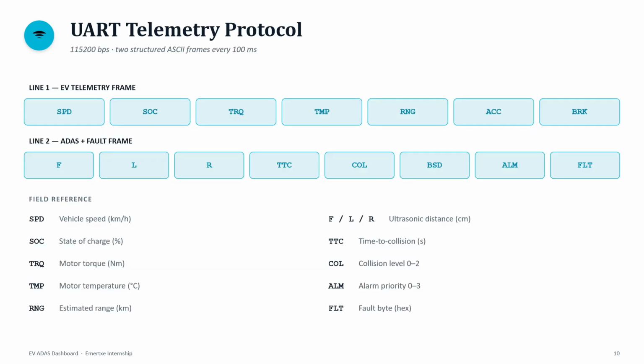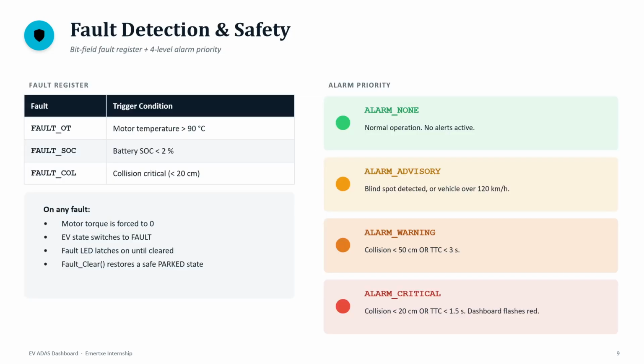For fault detection and safety, the faults included motor temperature, denoted by fault OT, low battery, denoted by fault SOC, and critical collision warnings, denoted by fault collision. The alarms range from alarm none, for normal operation, alarm advisory when there was a blind spot detected, alarm warning if there was a probability of a collision, and alarm critical if there was a very high probability of collision or it had even already happened.